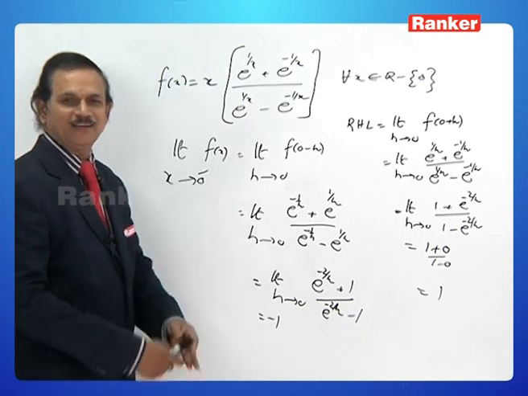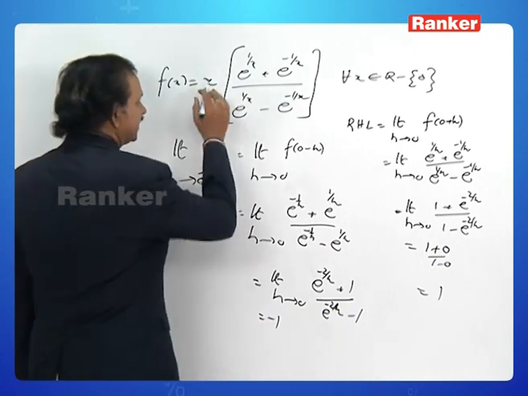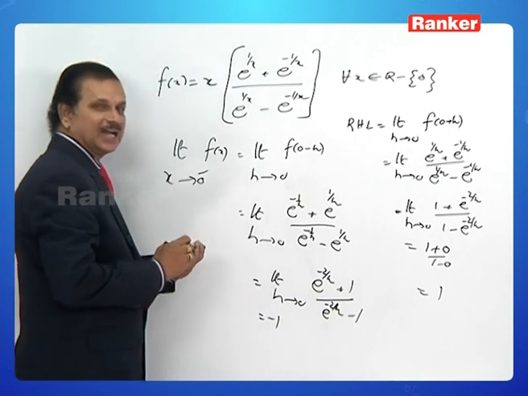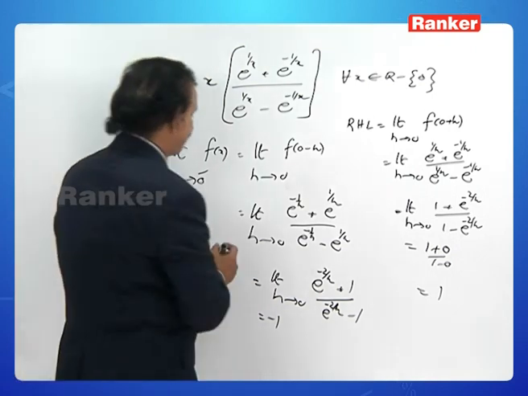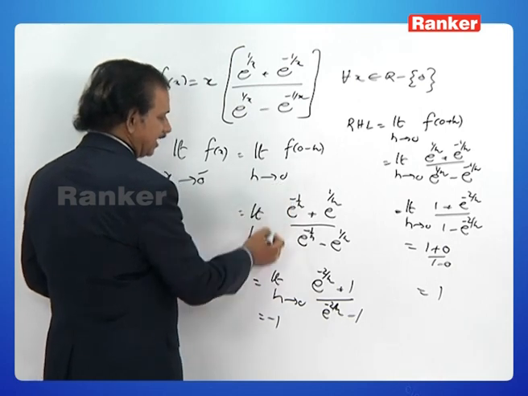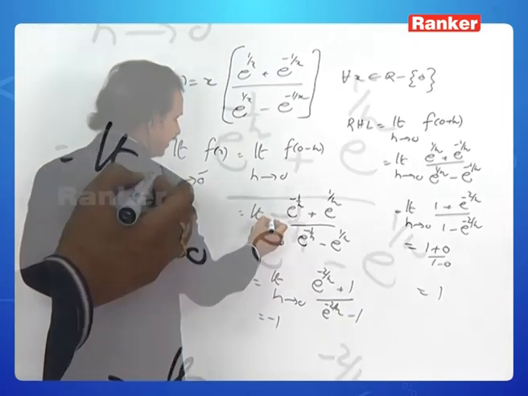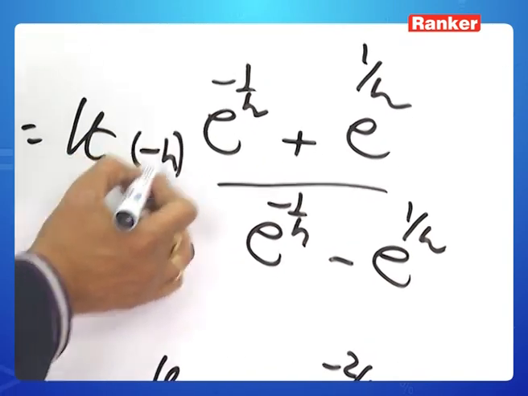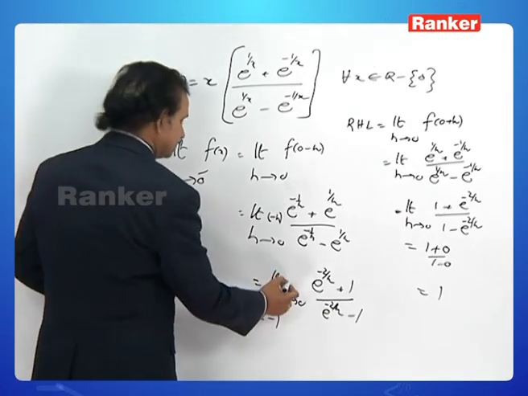What are the changes here? Very simple. Here x extra comes, isn't it? Therefore, in the beginning, as you are finding the left hand limit, 0 minus h, that is minus h. That is minus h.